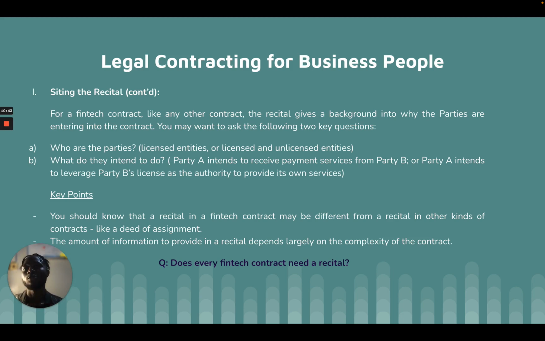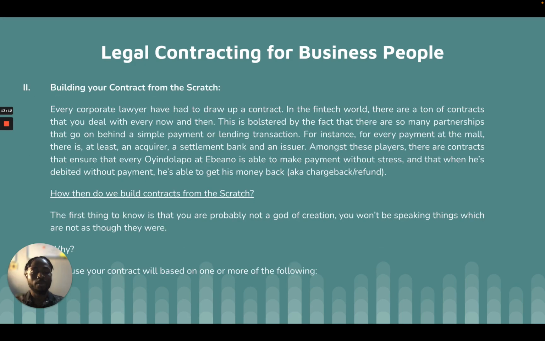I'd like you to think about it. How would you want to go about this? Yeah, we've said that recital gives a background, but do you think every kind of contract needs to have a background? Maybe from your experience, or as you garner more experience, you can think about this.